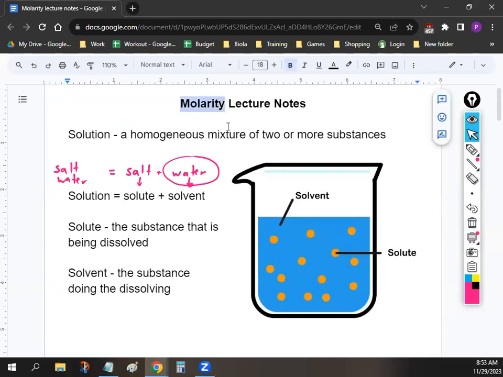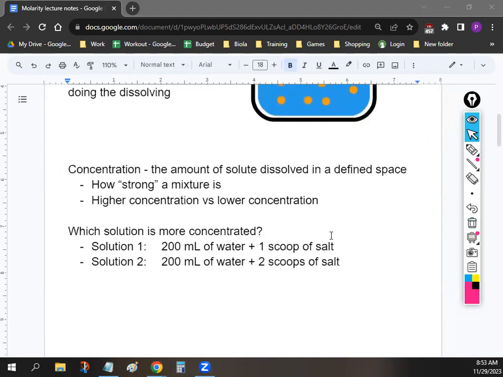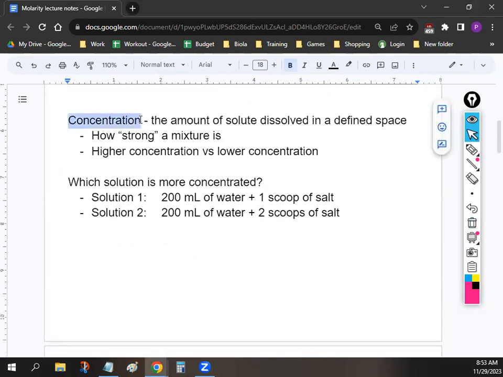So molarity in chemistry is a way that we measure something called concentration. So just make sure you jot that down. And concentration isn't like when you try to focus really hard. An easy way to think about concentration is how strong a mixture is. When you guys drink certain liquids, you can think of it as how strong or how weak something is. Something that's very sweet, you would consider high concentration because it has a lot of sugar dissolved inside of it. But something that is less sweet is going to be lower concentration.